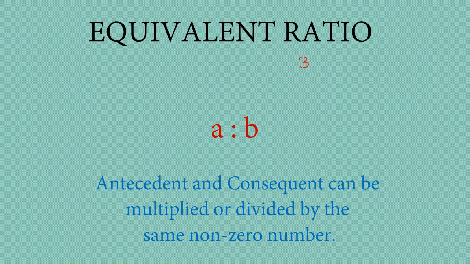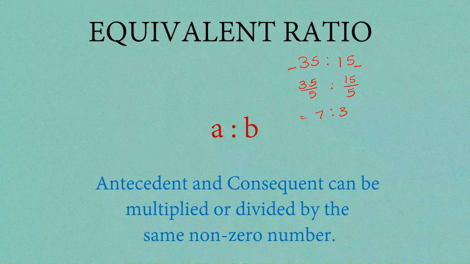Consider an example, say 35 is to 15. This is a ratio, 35 is the antecedent and 15 is the consequent. Now we will divide both the antecedent and consequent by 5. After dividing these by 5, we will get 7 is to 3. So 35 is to 15 can also be written as 7 is to 3.